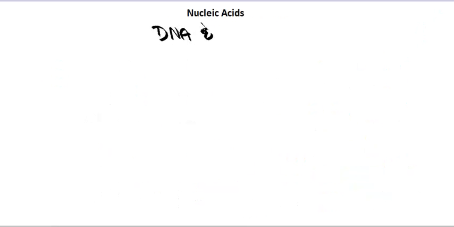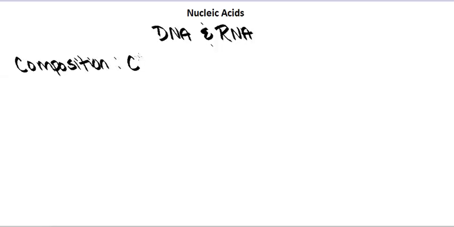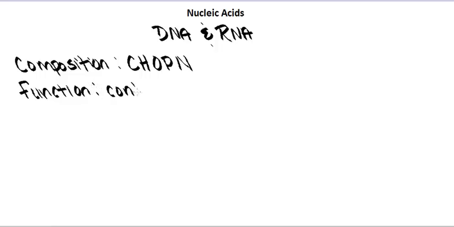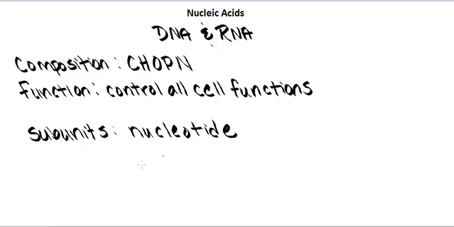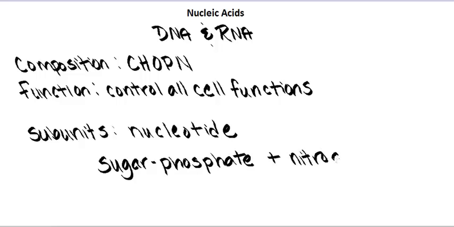So, I'd like to start us now on nucleic acids, our last group of organic compounds. This includes DNA and RNA. They are composed of carbon, hydrogen, oxygen, phosphorus, and nitrogen. Their function is to control all cell functions or all cell processes. The subunit is called a nucleotide. A nucleotide is made of a sugar phosphate backbone combined with a nitrogenous base.